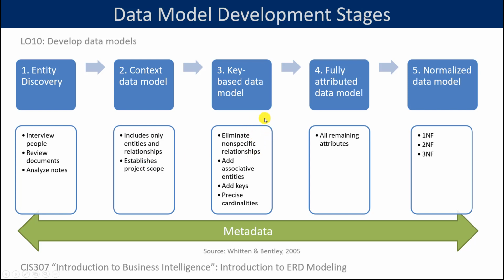After that, you fine-tune the relationships by creating a key-based data model. You insert primary and foreign keys in all the entities. You add associative entities to resolve non-specific or many-to-many relationships. And you fine-tune your cardinalities to make sure they're precise. After that, you create a fully attributed data model, which means all the remaining relevant attributes are added. And then you normalize your data model. So that's step 5. You normalize your data model by going through the following normal forms, the three normal forms.